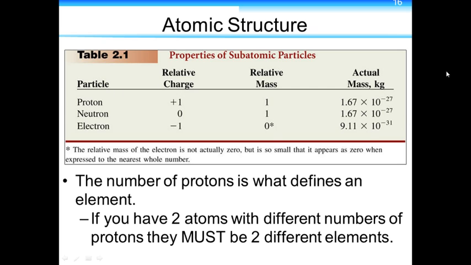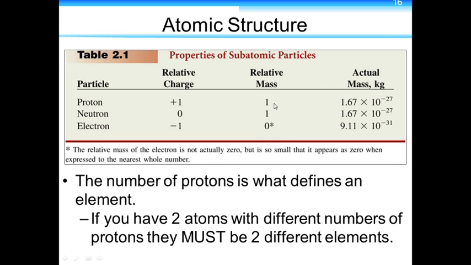So this table summarizes that. The relative charge, we say relative because if you want to use the units used by physicists, then the number doesn't look so pretty. So we just translate it into a relative charge. Protons and electrons have a similar charge and they're opposite in sign.